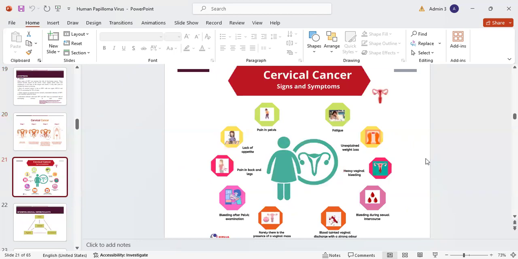This picture shows different signs and symptoms of cervical cancer that include pain in the pelvis, fatigue, unexplained weight loss, heavy vaginal bleeding, bleeding during sexual intercourse, blood-tinged vaginal discharge with a strong odor, and rarely the presence of a vaginal mass, bleeding after pelvic examination, pain in the back and the legs, and lack of appetite.